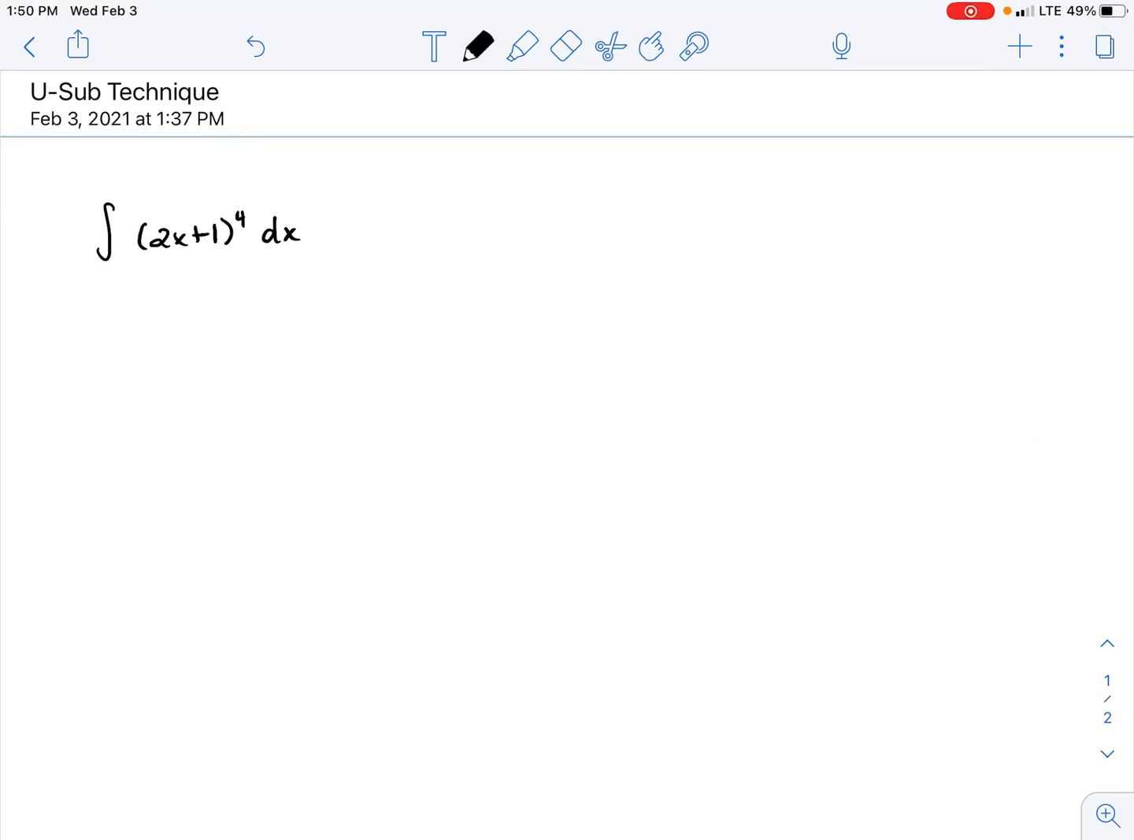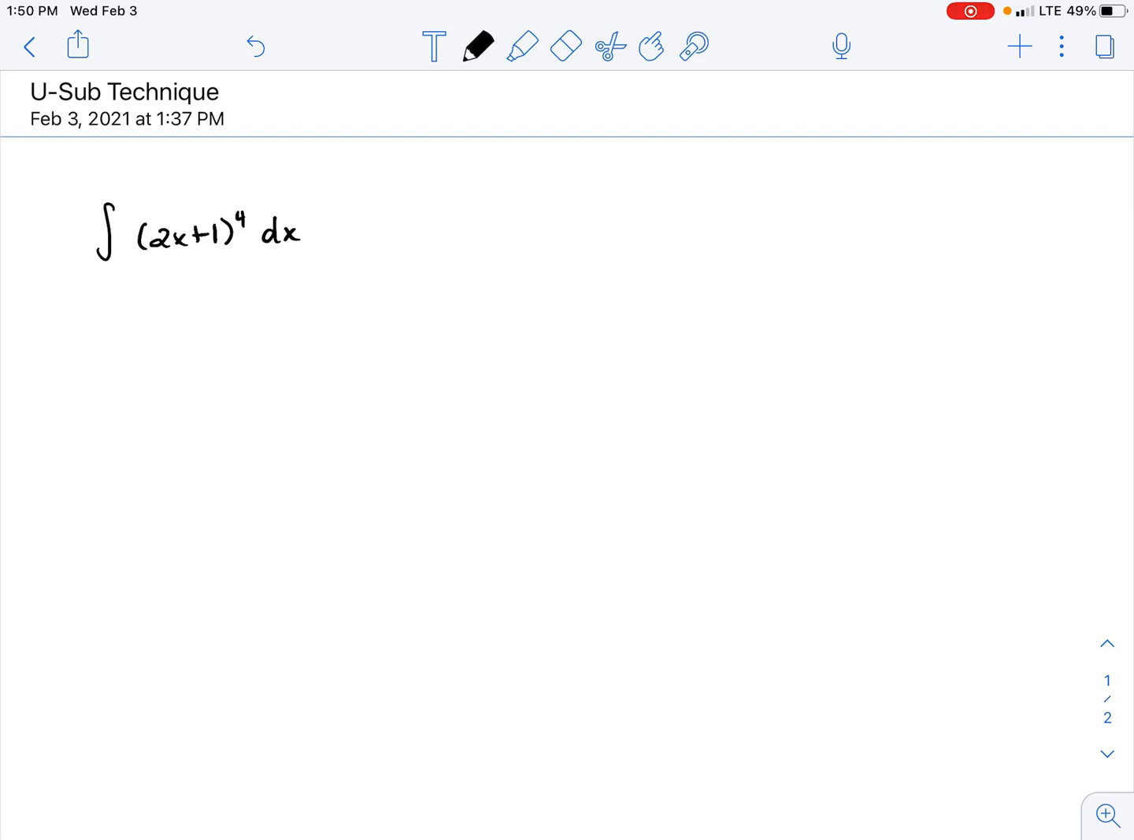Hello everyone. In this video, we're going to explore a new integration technique called U substitution. When you look at this integral below, what you notice is that we can't use any of the integration techniques that we've learned thus far, right?